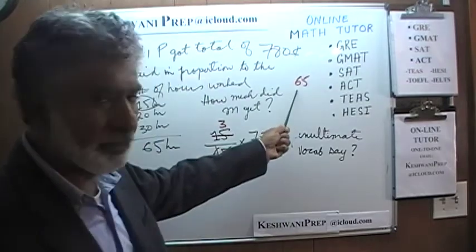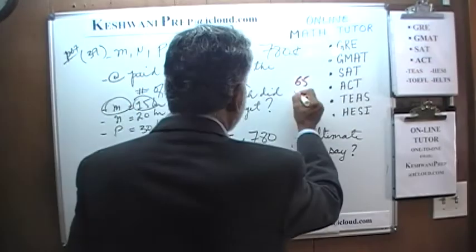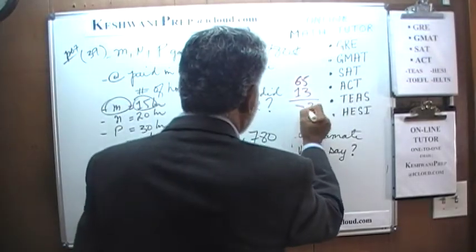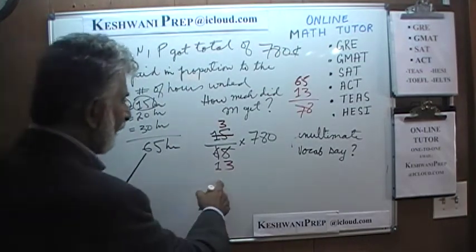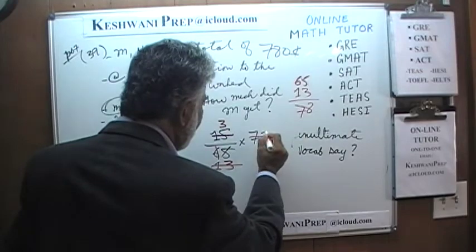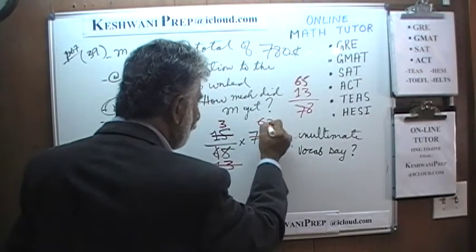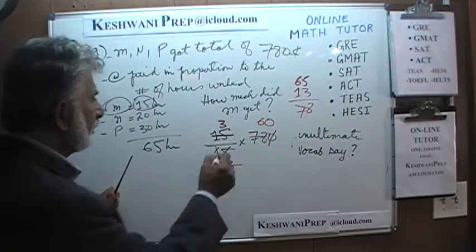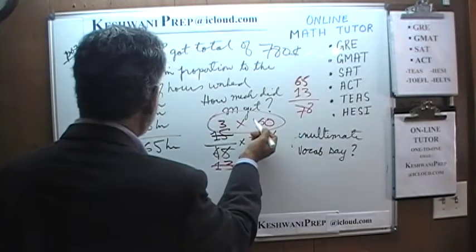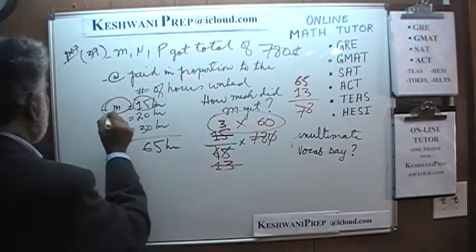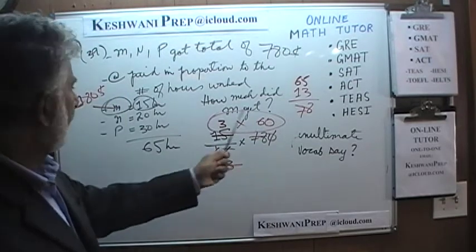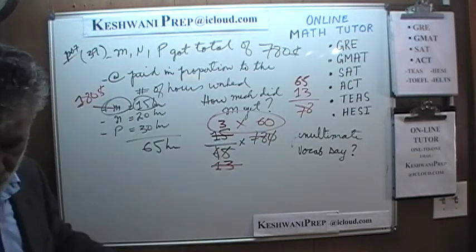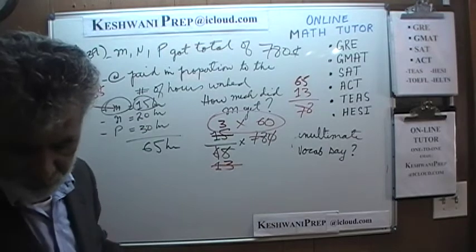So that's 5 13s. Let's add one more 13, see what happens. Oh, voila, what do you know? Which means this must be 6 13s. Let's divide top and bottom by 13. 78 has 6 13s, and 0 has no 13. There you go. How much does M get? M is going to get 3 times 60, which is $180. That's how much we should pay him based on the number of hours that he put in.